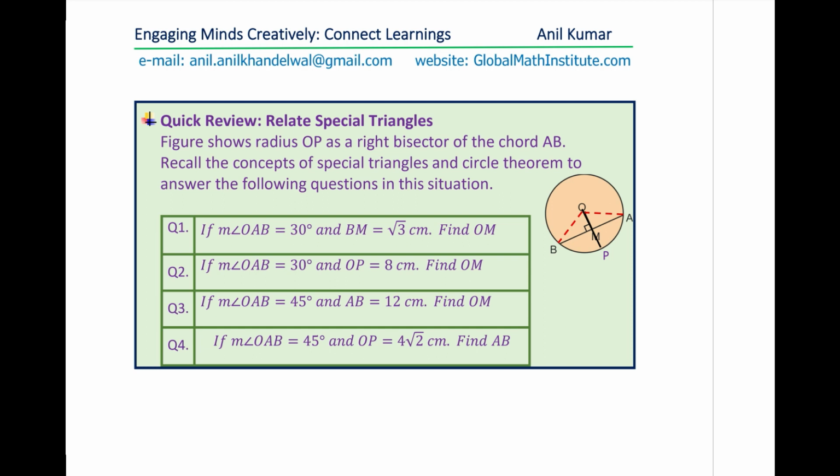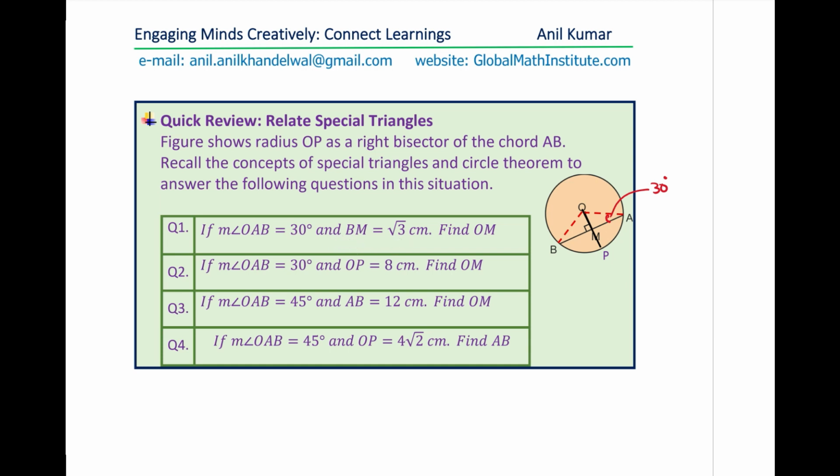Now remember, we are not talking about the special triangles, right? Okay, so the question here is: the figure shows radius OP as a right bisector of the chord AB, right? So this is the radius which is the right bisector. Recall the concepts of special triangles and circle theorem to answer the following questions in this situation. Perfect. Question number 1. The measurement of angle OAB is 30 degrees. So we are given this angle as 30 degrees this time.